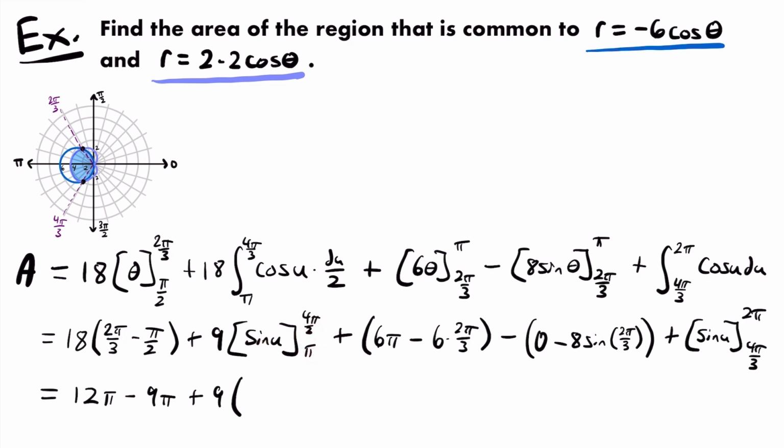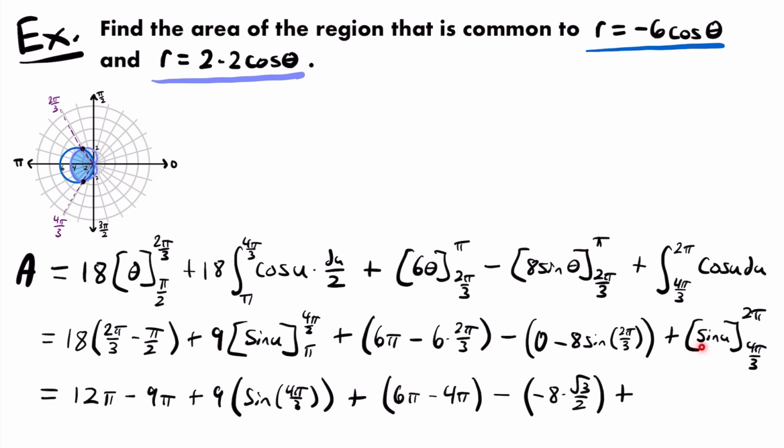But sine of pi is 0, so we're just going to have sine of 4 pi divided by 3. And then we'll add this to 6 pi minus 6 times 2 pi divided by 3. 6 divided by 3 is 2, so we have 2 times 2 pi, which is 4 pi. So we have 6 pi minus 4 pi. And then we'll be subtracting negative 8 times sine of 2 pi divided by 3. Sine of 2 pi divided by 3 is the square root of 3 divided by 2. So we have negative 8 times the square root of 3 divided by 2.